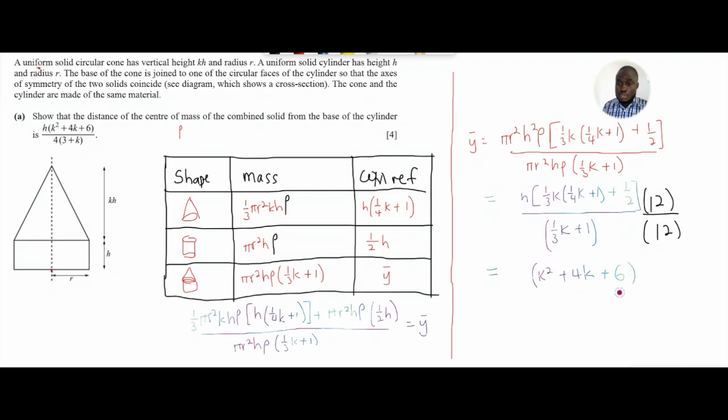Remember, there's h outside of the bracket. And for the denominator, multiplying through by 12 reduces the 1/3 to 4k, and 1 here becomes 12. So this is as simple as required. So the center of mass is y bar away from the base of the cylinder.